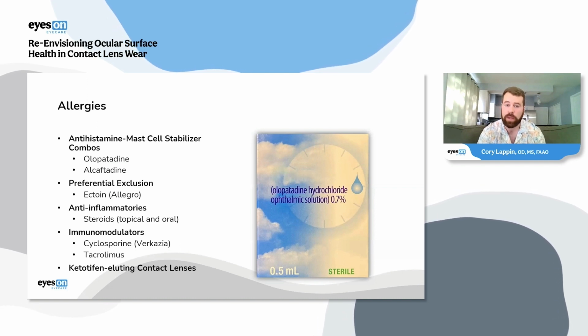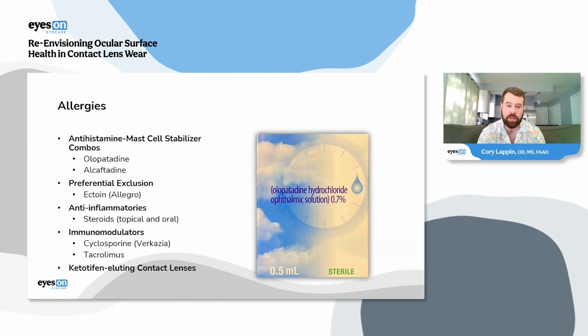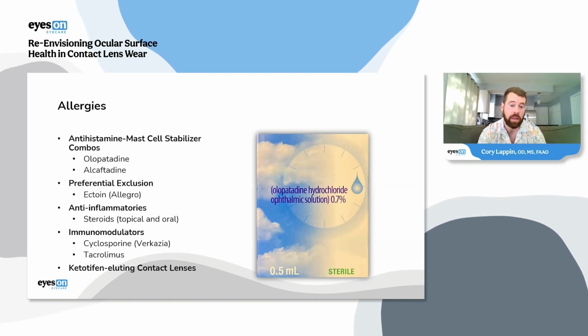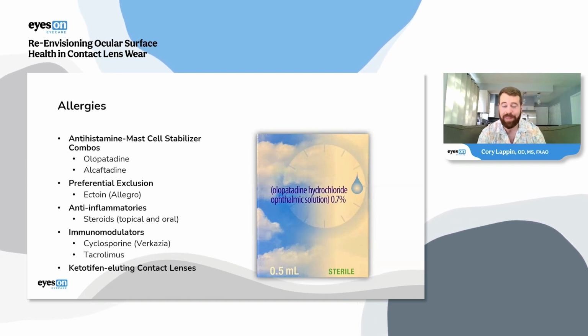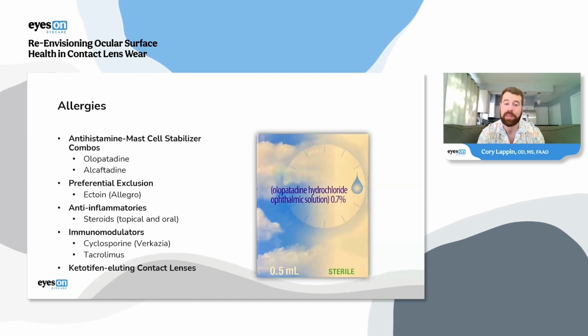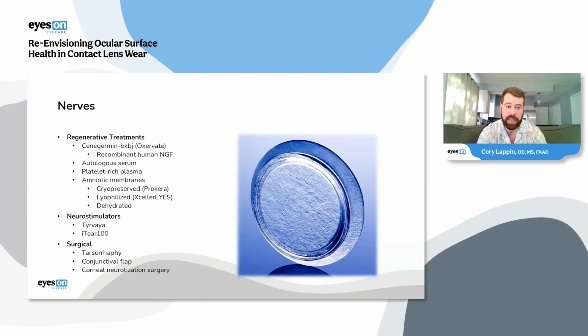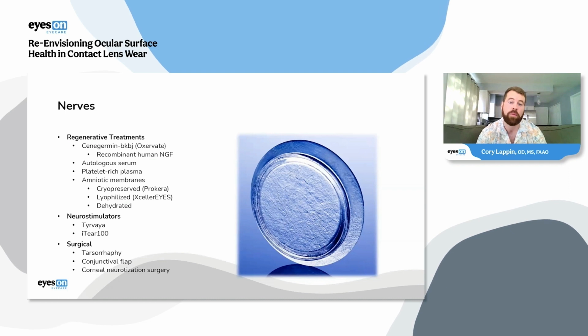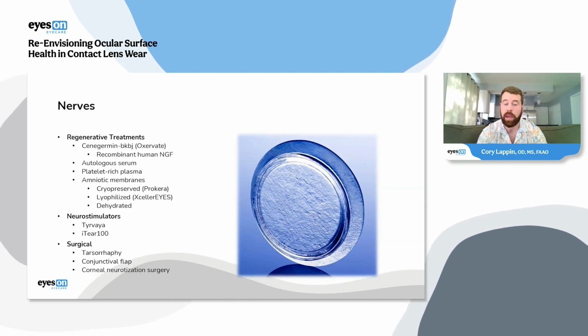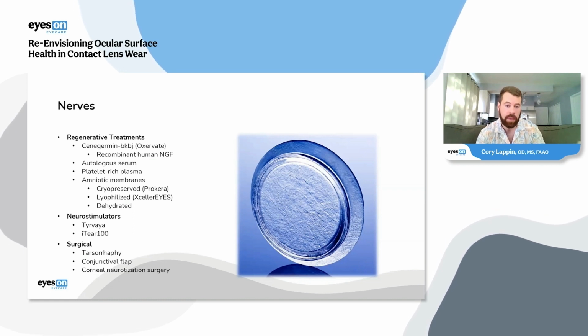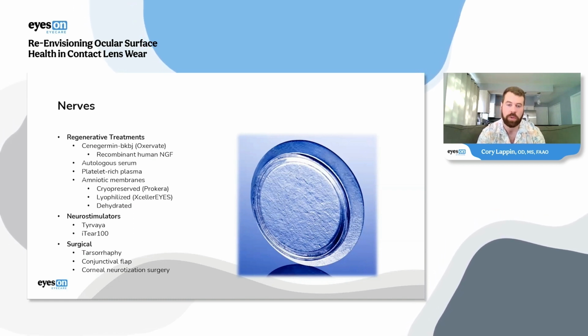And then, of course, you have steroids to help with inflammation and immunomodulators like Verkazia, which can be helpful when you have more atopic conditions like AKC and VKC. And we even have contact lenses that elute ketotifen. So we're going to have lenses now that intrinsically are impregnated with a treatment specifically for allergies right in the lens. And then as far as nerve dysfunction, again, we have those regenerative treatments I've mentioned. But we also have Oxervate, which is a recombinant form of human nerve growth factor, which is particularly helpful for patients who have neurotrophic keratitis because it can help heal the nerves. And again, we have the neurostimulatory treatments, and there are surgical treatments for advanced cases.